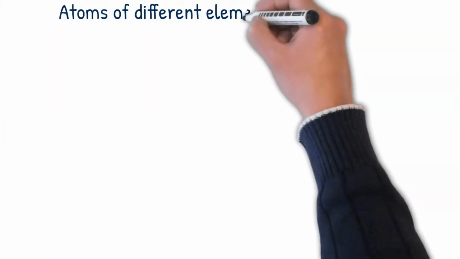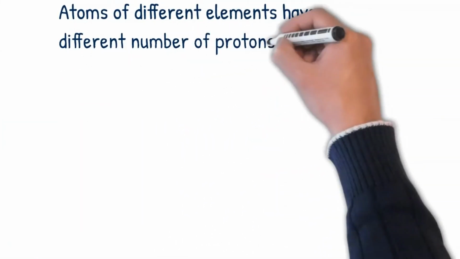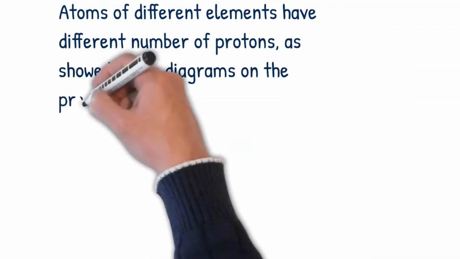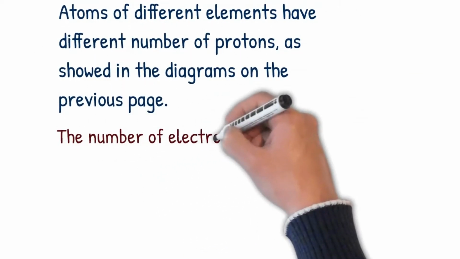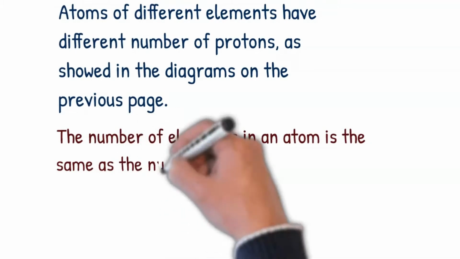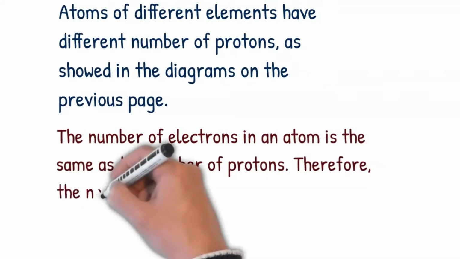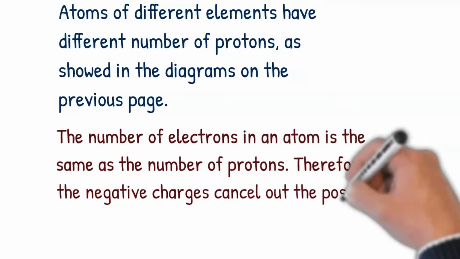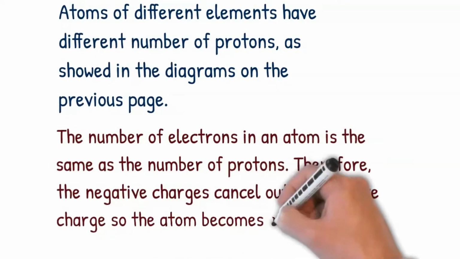Atoms of different elements have different numbers of protons. As shown in the diagrams on the previous page, the number of electrons in an atom is the same as the number of protons, therefore, the negative charges cancel out the positive charge so the atom becomes electrically neutral.